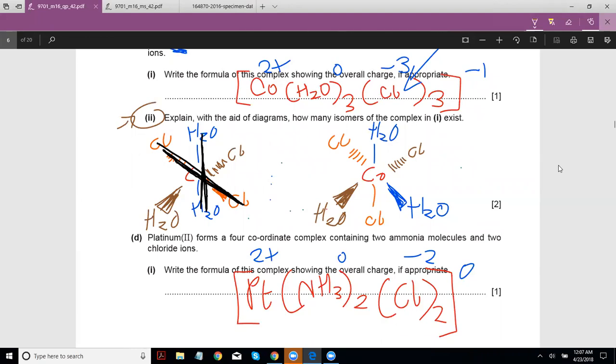The other one, you have the opposite ligands being different. So here, opposite H2O you have Cl. Here, opposite H2O you have Cl, and here, opposite H2O you have Cl. So this is a cis isomer. So those are the two isomers you get from this.